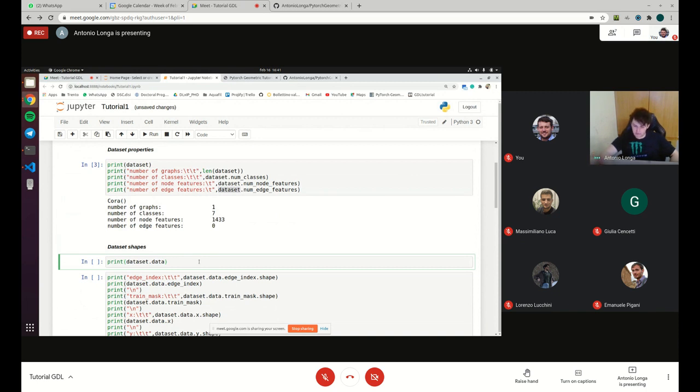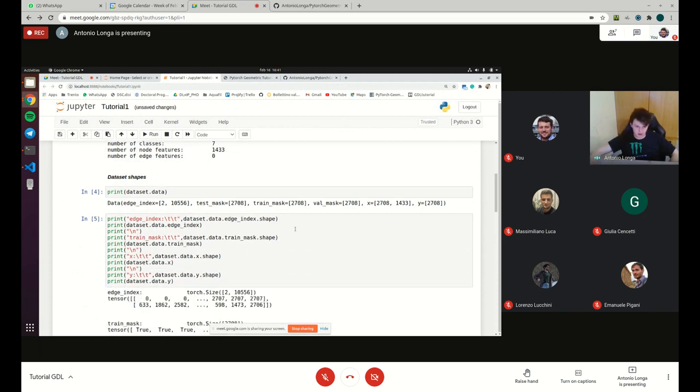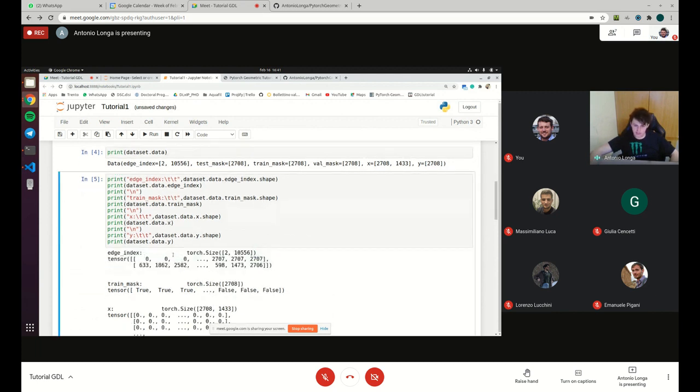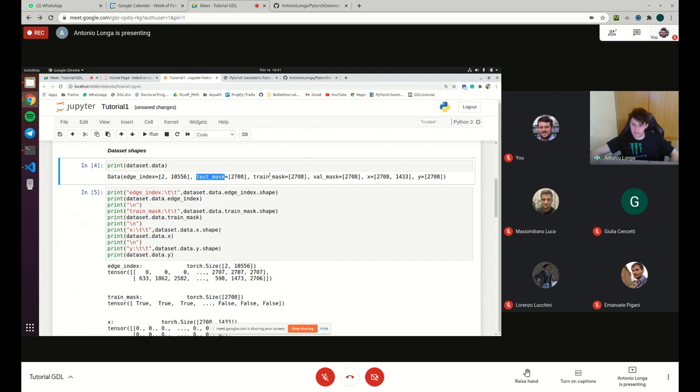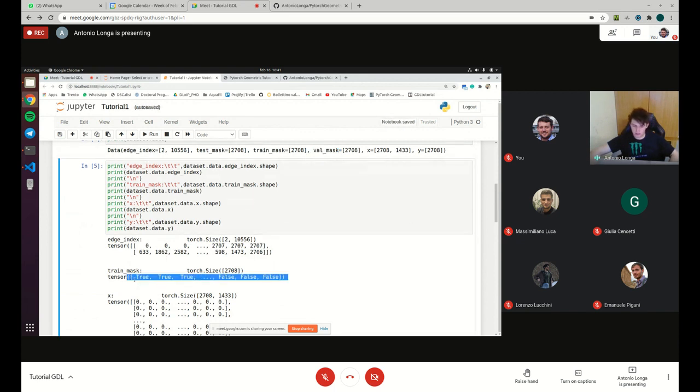The dataset also has the data we are going to use. In particular, the graph is represented as an edge index. Simply have a look here in the first print: the edge index has a shape of 2 multiplied by this number here. That's the same here, as you can see: the node 0 goes to the node 633, the node 0 goes to, and so on. We also have a training mask, a test mask, and a validation mask. Those are vectors, I mean one-dimensional tensors, and we have Boolean values representing which nodes are in the train set, in the test set, and in the validation set.